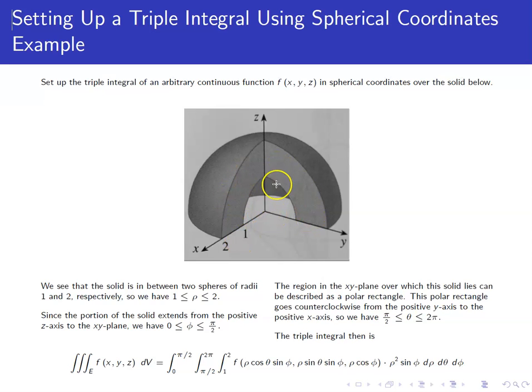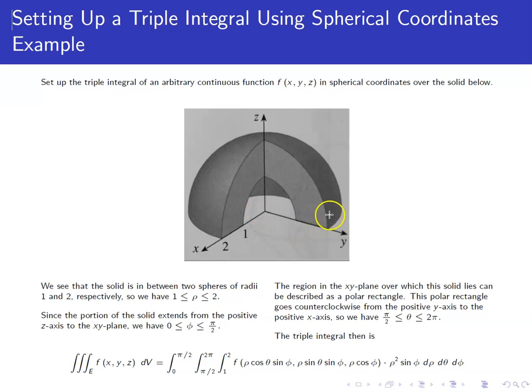is a shell of a sphere. So I notice that I've got a sphere here of radius 1 that's been carved out of another sphere of radius 2. So in spherical coordinates, I can describe those two spheres as rho equals 1 and rho equals 2. So the rho values must go between 1 and 2.